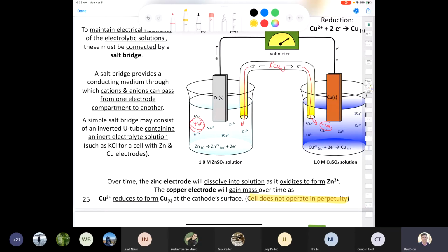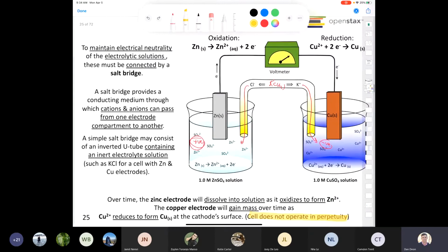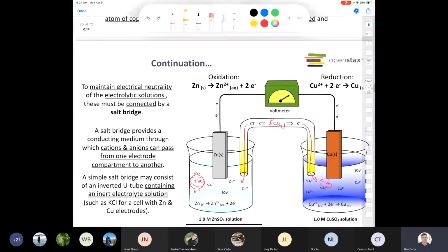Because eventually the zinc bar is going to deteriorate. Eventually you're going to run out of ions in solution. Eventually the salt bridge is going to wear out. You don't have an infinite number of chloride and potassium ions in there. But it is a functioning electrochemical cell where we can produce a voltage.